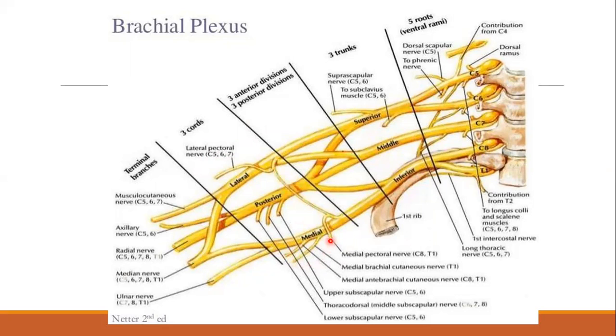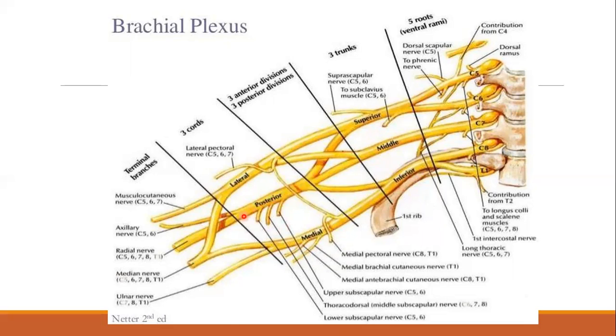Two other nerves come off of your medial cord. They're both for cutaneous innervation. You have the medial brachial cutaneous nerve as well as the medial antebrachial cutaneous nerve. Whenever you see the word antebrachial, I want you to think of forearm. So medial antebrachial cutaneous nerve right here, along with your medial brachial cutaneous nerve.